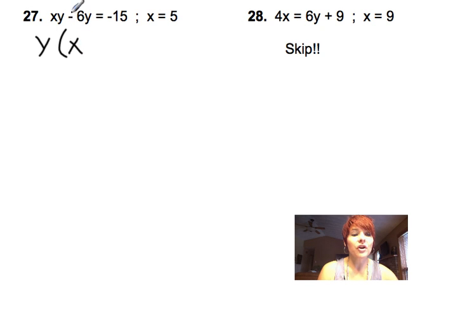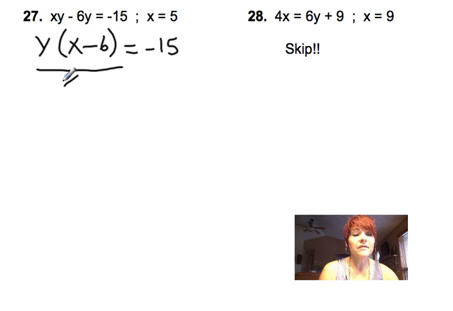And then for this term, I would have minus 6. So then we finish the parentheses. Now we've factored that y out. And then I bring down the equals negative 15. Now, all I need to do to get this y by itself is to divide both sides by that x minus 6. Make sure you do that to both sides of the equation.